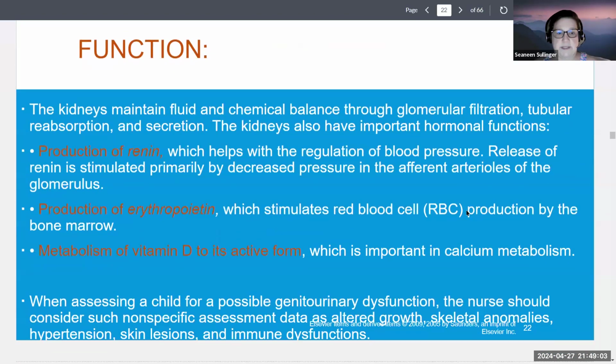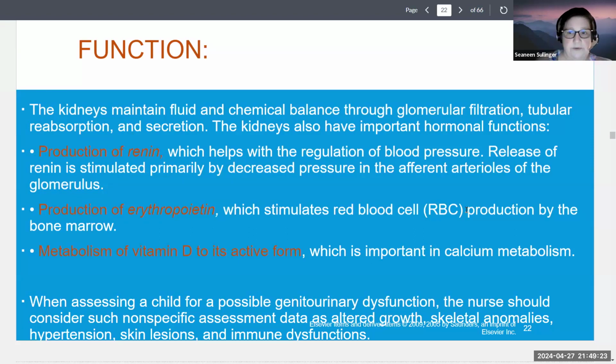This slide, I think, is pretty important because it really tells us the main function of the kidneys that we are concerned about. So production of renin, as we know from the renin-aldosterone angiotensin system, to regulate the blood pressure. And the release of the renin is stimulated by decreased pressure in the arterioles of the glomerulus. But basically just remember renin and blood pressure. That's one of the functions that kidneys have.